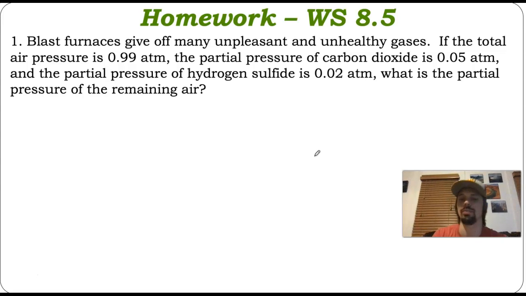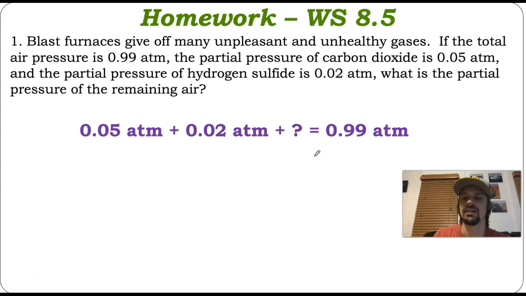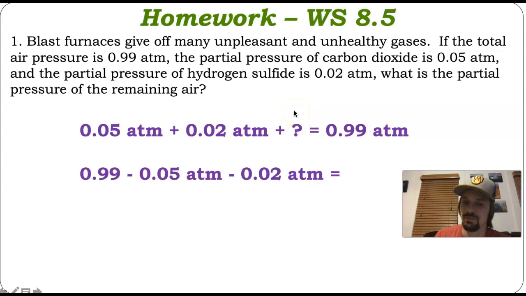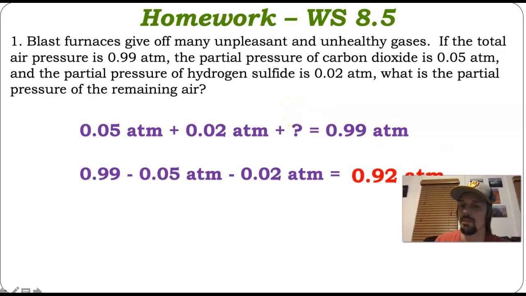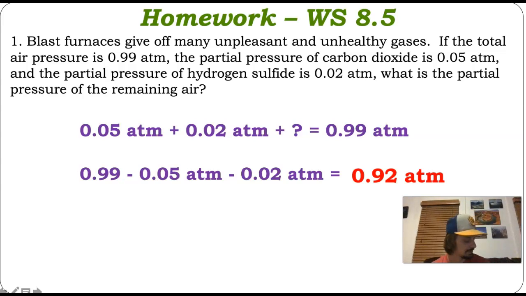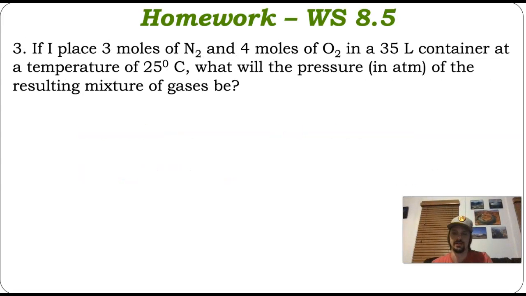So again, my total pressure is 0.99. My partial pressure of carbon dioxide is 0.05. My partial pressure of hydrogen sulfide is 0.02. What is that missing piece? So how do I get that missing piece? Subtract. And I get 0.92 atm. Okay? That's number 1. I'm going to have you do number 2. We're going to go to number 3.